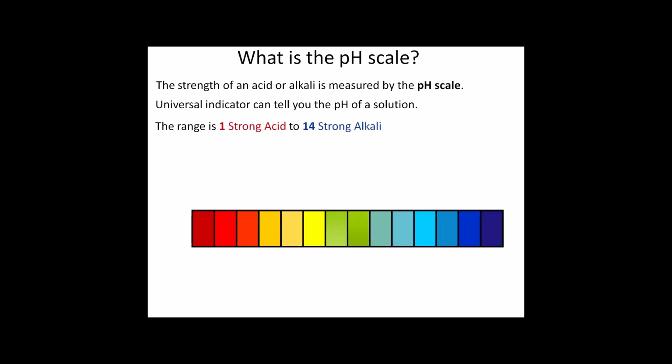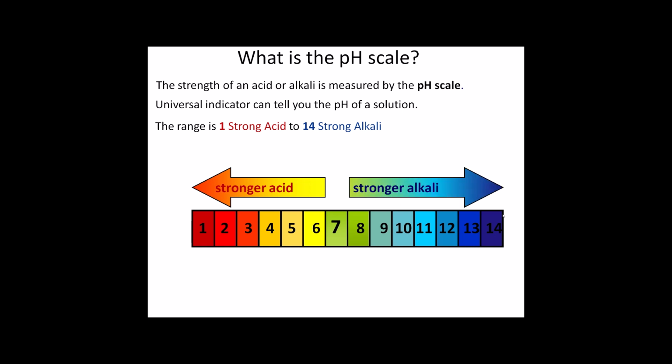And the range goes from 1 to 14, 1 being a strong acid, 14 being a strong alkali. So stronger the acid towards the left, starting from the neutral of 7, and stronger alkalis on the right. So around here we've obviously got weak alkalis, 9 and 10, and 6 and 5 are our weak acids. 7 is neutral, and it has to be exactly 7.